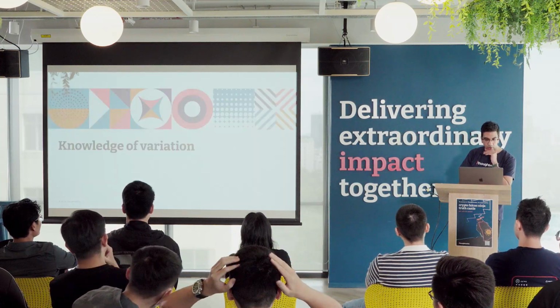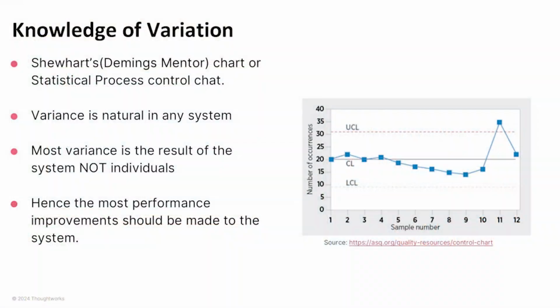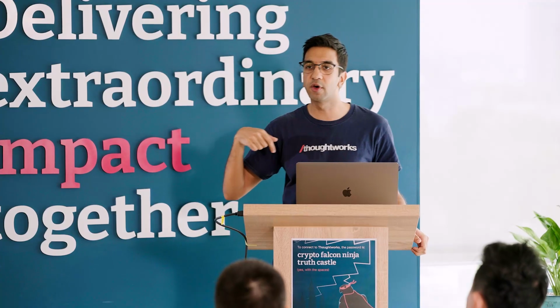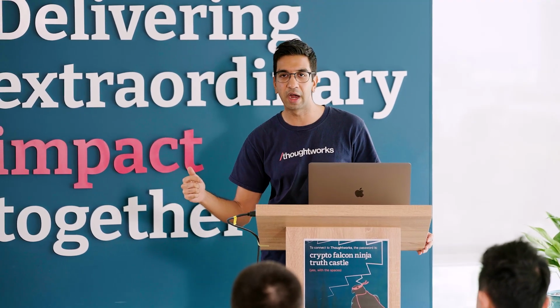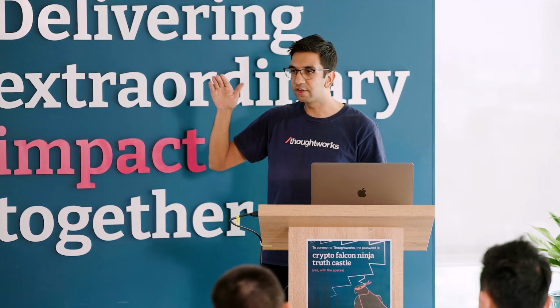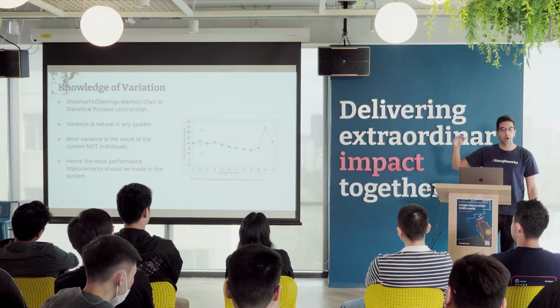Okay, knowledge of variation. This is, in short, Deming's mentor actually created something called statistical process control, and this is foundational to all the movements that came after it, which is something called a control chart. All you need to know is that there is natural variation in a system, which means that if I'm measuring, say, points delivered per iteration, number of bugs introduced per month, security issues per quarter, it's not going to be a flat line. It's going to go up and down, right?